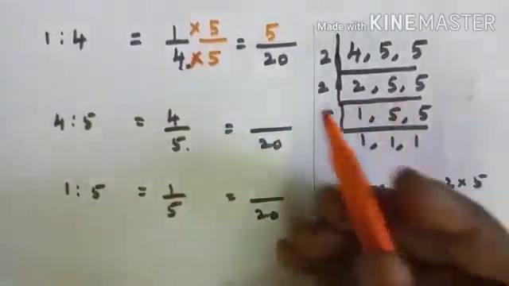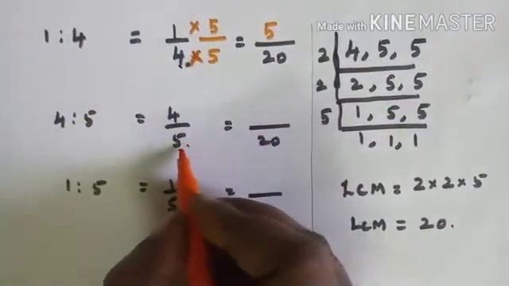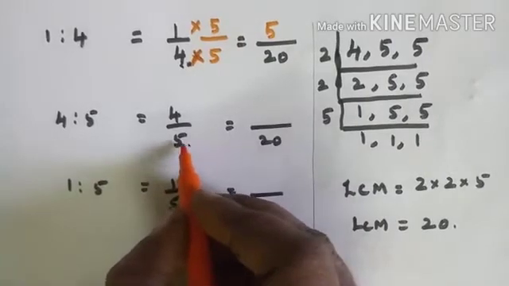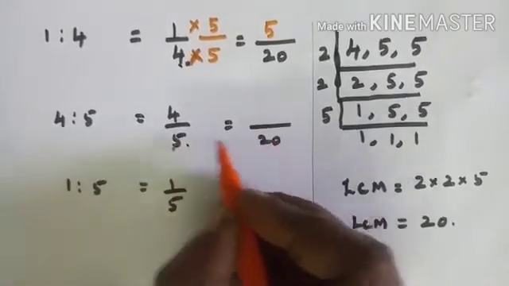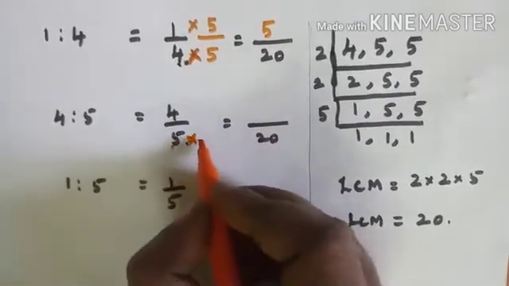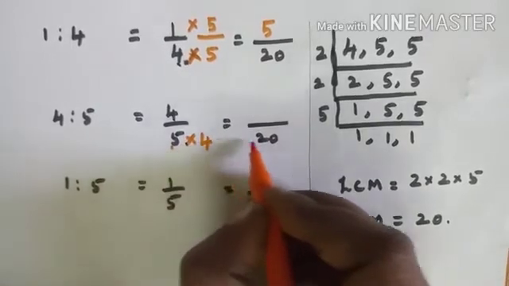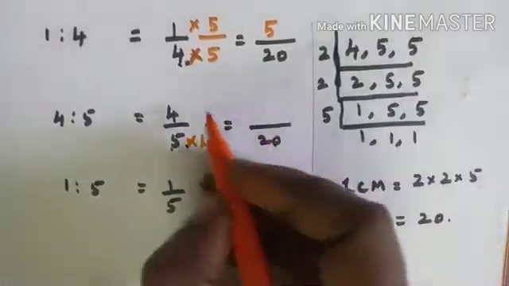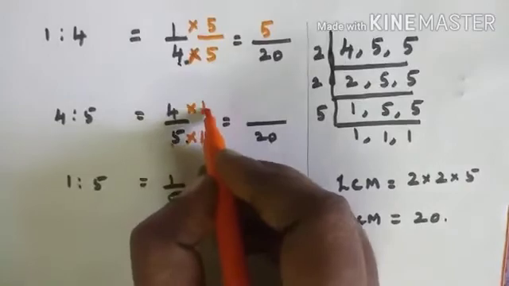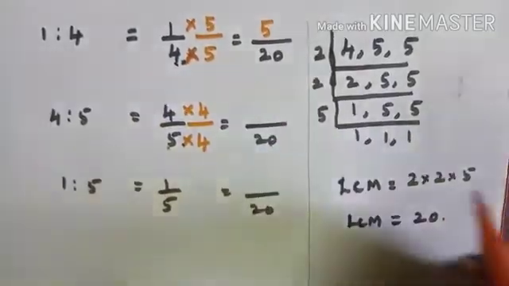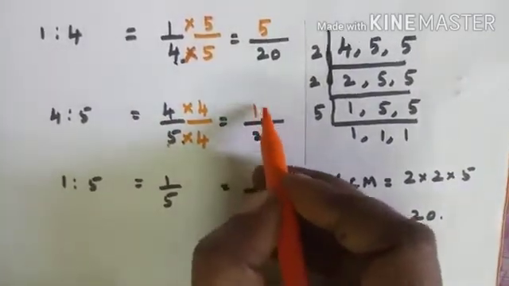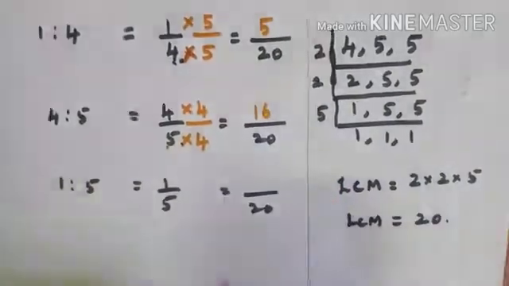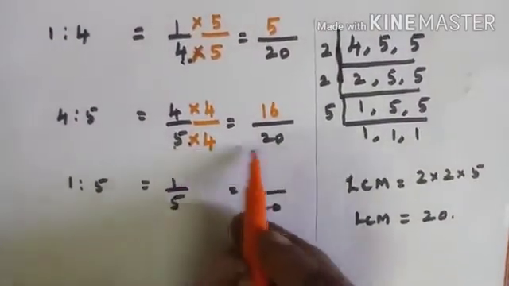4 5s are 20. Next you see, by which number can we multiply it with 5 to get 20? So 5 into 4, isn't it? 5 4s are 20. And here also we have to multiply with the same number. 4 4s are what? 16. Next you see, 5 4s are 20.